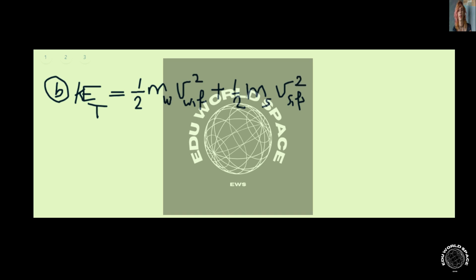Now we have all the masses. We are given the speed of the squid. We just figured out the speed of the water. We have all the information required in this formula. And if you plug it all in, you should get a value of 50.2 joules. Always remember to put the units. And here it is. Here's the solution.